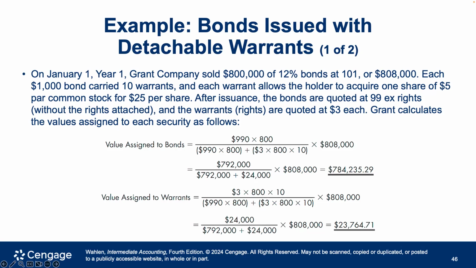The amount that gets assigned to the bond, $784,235.29. So our 792 over 792 plus 24 times our 808. And then the amount assigned to the warrants, 23,765.